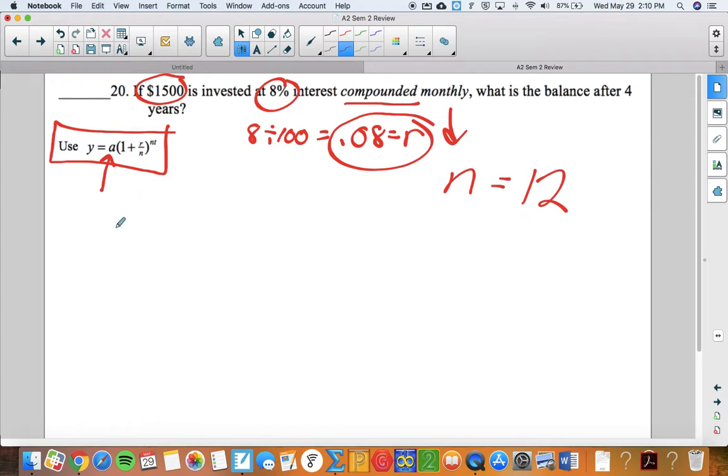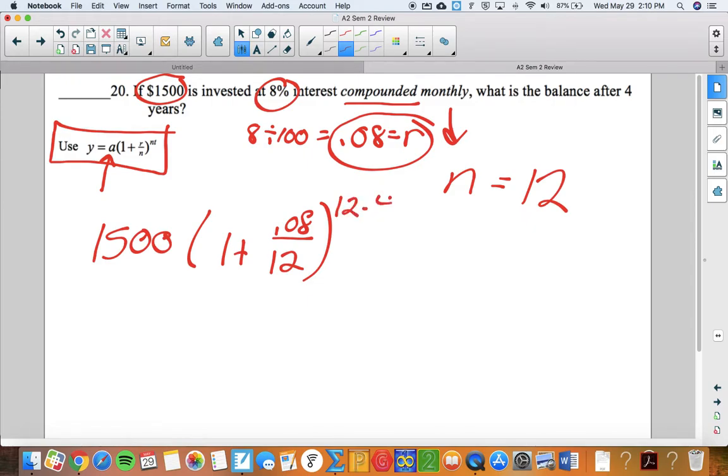What's the balance after 4 years? So here we go, 1,500 parentheses 1 plus 0.08 divided by 12 raised to the 12 times 4. By the way, if you're going to do this all in your calculator at once, make sure that you put this in parentheses. Otherwise, they'll just think that you're raising it to the 12 and then take that whole answer and multiply that by 4, when you really want to raise it to the 48th power. When you do this, folks, you should get $2,063.50.